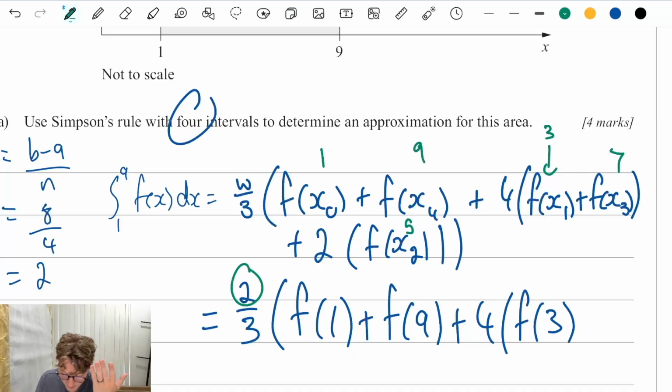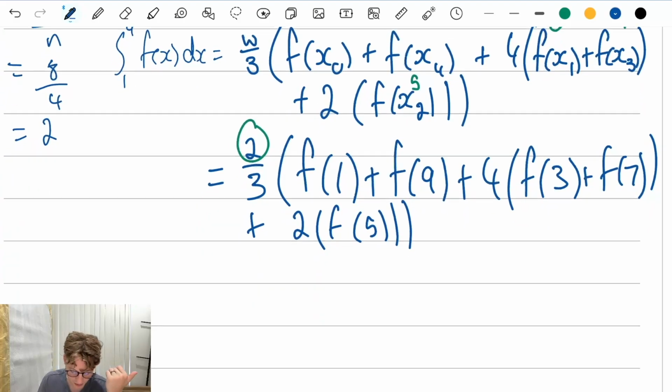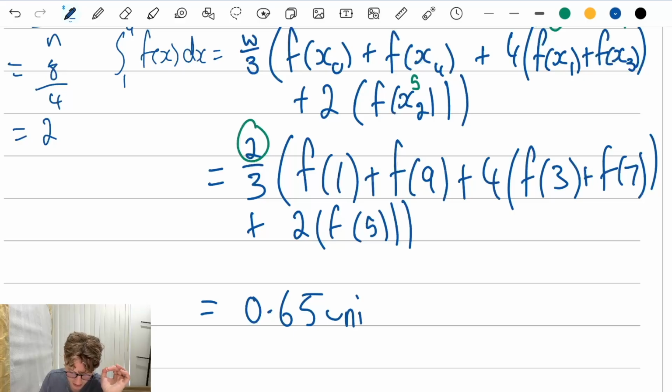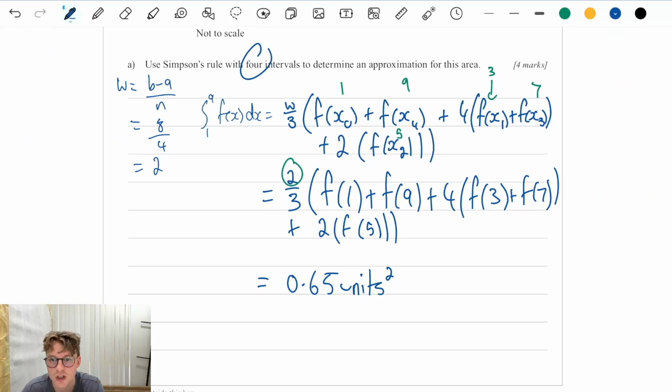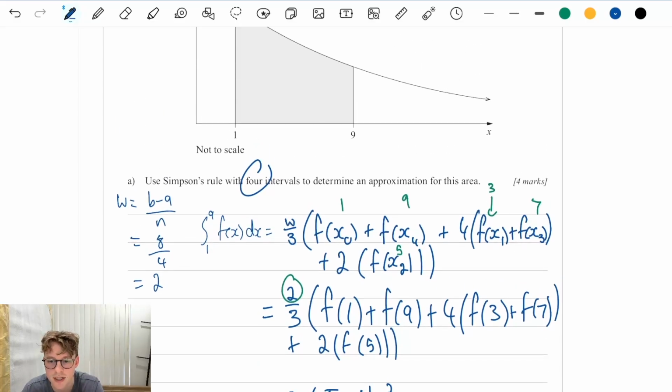So we go 3, we're then going from x1 to x3, so going up by 4, I get to f of 7. Then I'm going to add that to 2 times my even functions, which is going to be f of 5. Again, I got my triple bracket at the end. If I type all that into my calculator, I click equals, I'm going to get 0.65. Oh, I should mention units squared. I should mention that we have to do it with function notation. We do need to, on our calculator, define the function. Okay, I guess that's the calculator trick that I didn't quite mention.